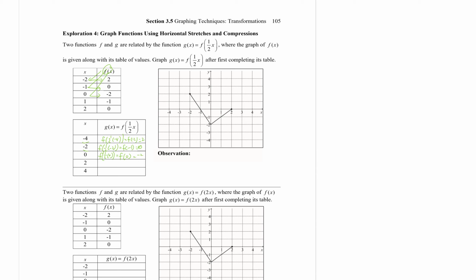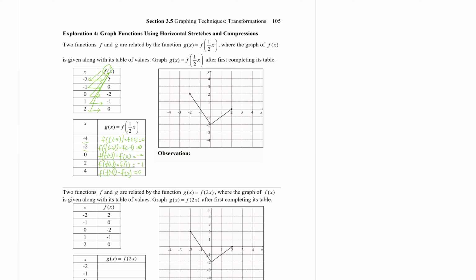How about when I plug in 2? F of half times 2, half of 2 is 1, so f of 1, and f of 1 is -1. How about if I plug in 4? F of half times 4, half of 4 is 2, so f of 2 is 0.